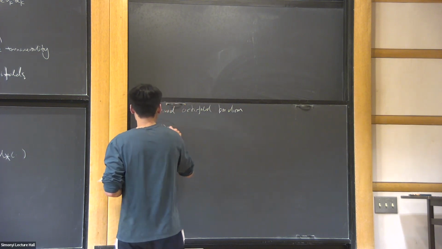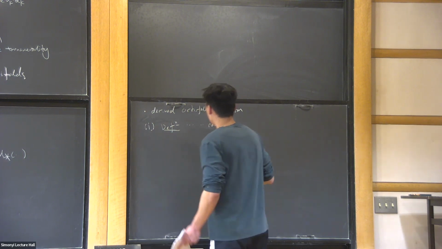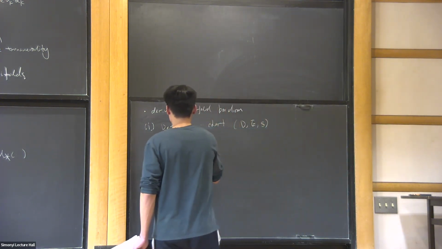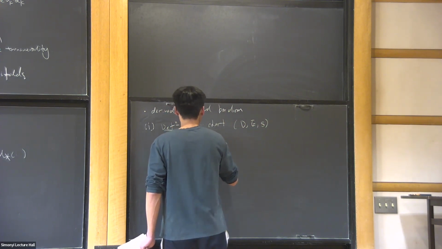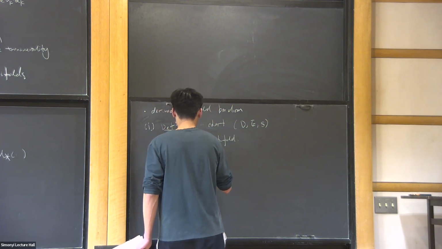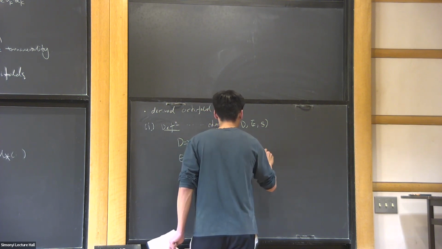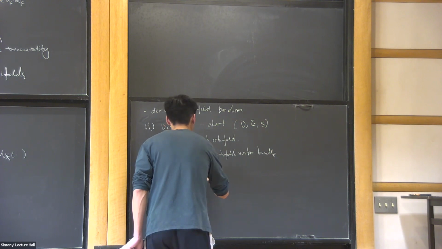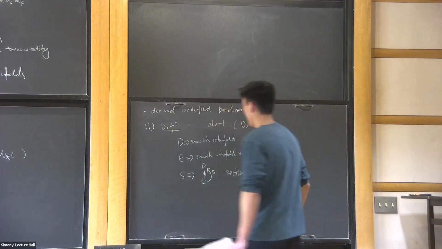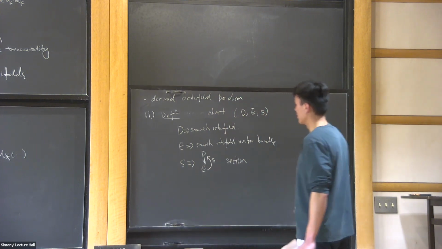So, definition: a derived orbifold bordism chart is a triple (D, E, S), where D is a smooth orbifold, E is a smooth orbifold vector bundle, and S is a section locally modeled on equivariant sections if you look at the corresponding orbifold charts. So this is the definition of derived orbifold chart, just this triple.